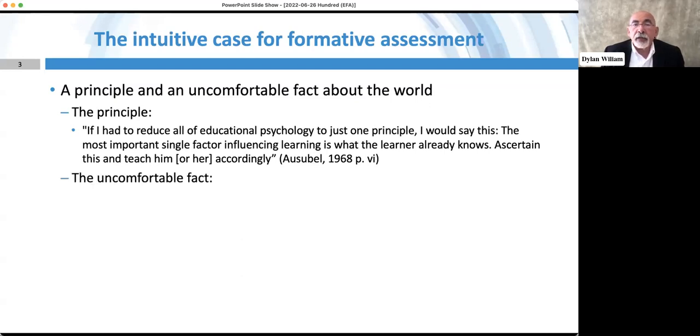Why is that so hard? Because of the uncomfortable fact about the world, our students do not learn what we teach. They do sometimes, but a lot of the time, the sense they make of our lessons is not the sense we had intended. And if good teaching starts from where the students are, rather than where we'd like them to be, then we have to make sure we find that out. That's why formative assessment is at the heart of effective teaching.